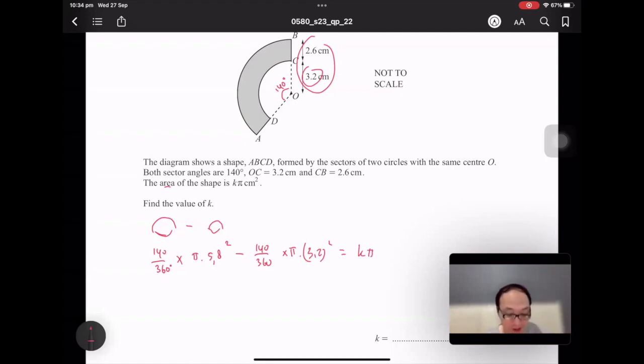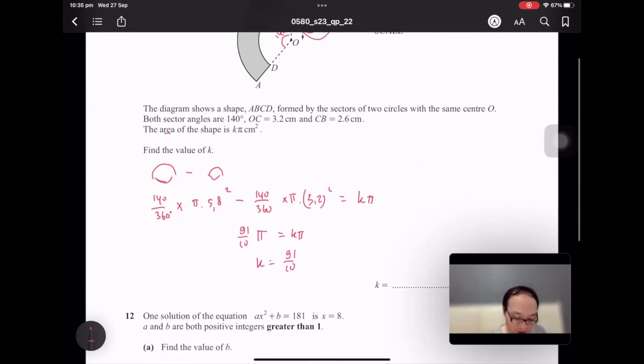So we express everything in pi. This equals 91 over 10 pi, which equals K pi. So K is 91 over 10, or we can write it as 9.1.